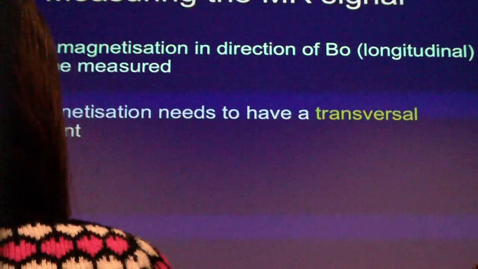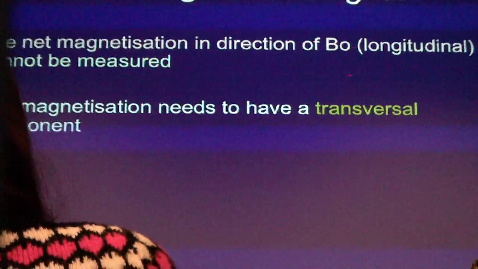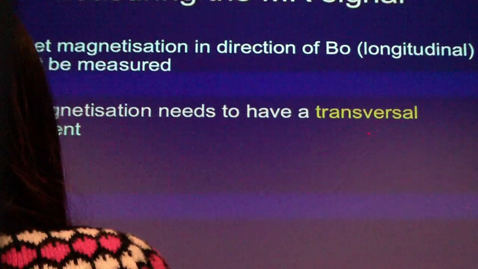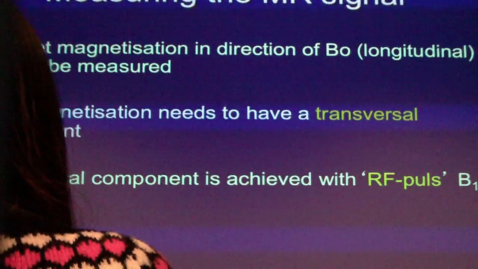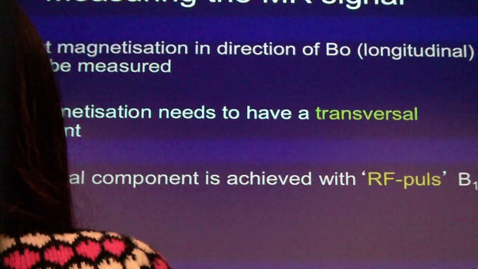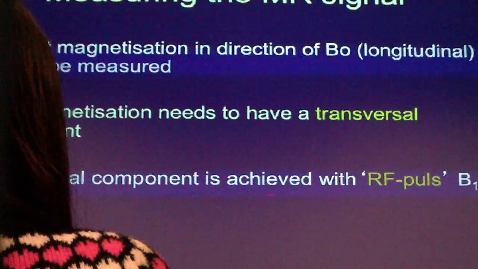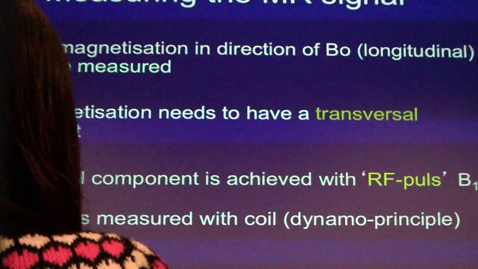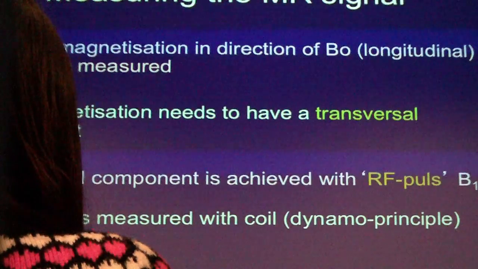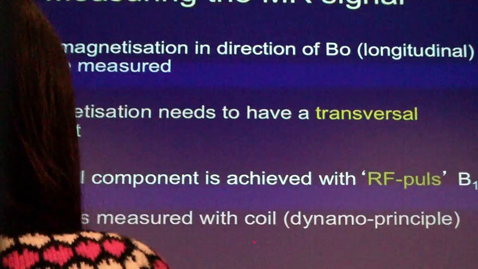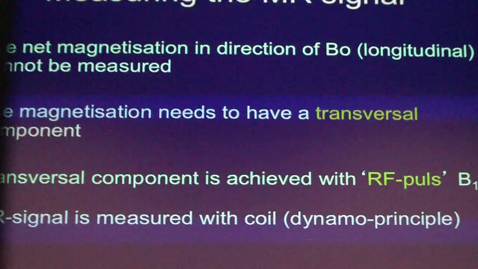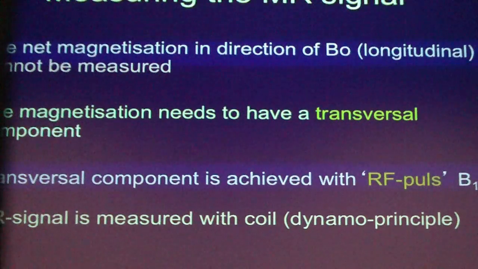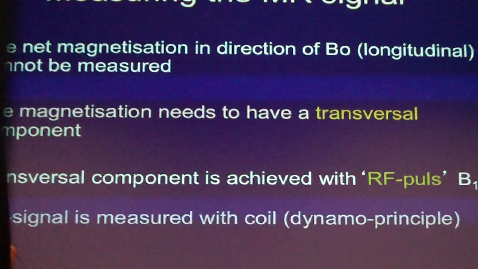Okay, we said this is in the direction of the scanner. This is also what we call the B0, the main magnetic field. We can measure it in the transversal plane. We can measure the transversal component. And we get this by applying a radio frequency pulse. And it's measured with a coil, so a changing magnetic field. A changing magnetic field is inducing a current. It's like the dynamo on your bike. You have a small magnet that is moving, so you have a changing magnetic field inducing a current.